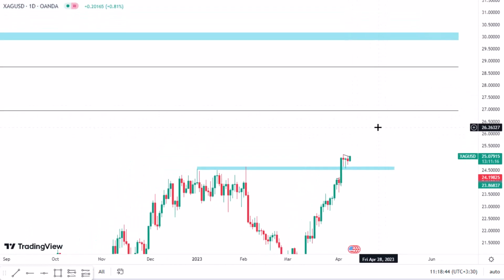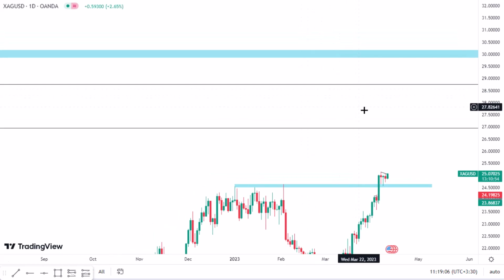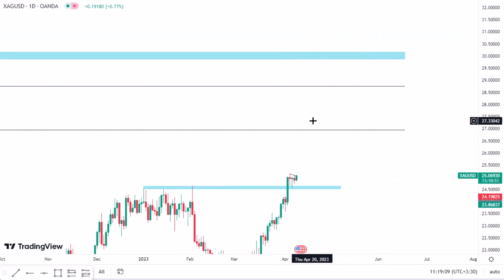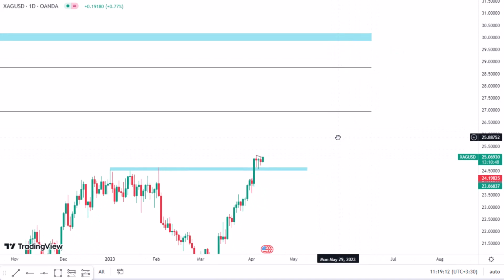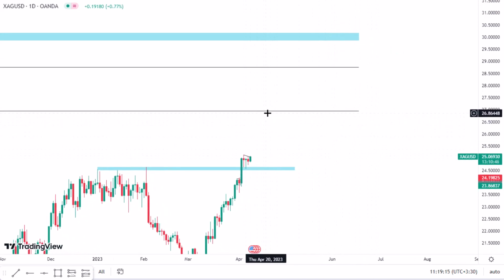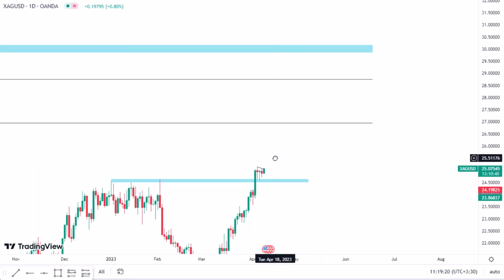The major resistances in front of the price are the ones you can see on the label on the right side: 26.95, the other one is 28.7, the other level is 29.8 to 30.2. These are the major resistances for silver. And also, if we see some nice candles on these resistances, we can enter a sell position and set our stop loss and look for our reward too.